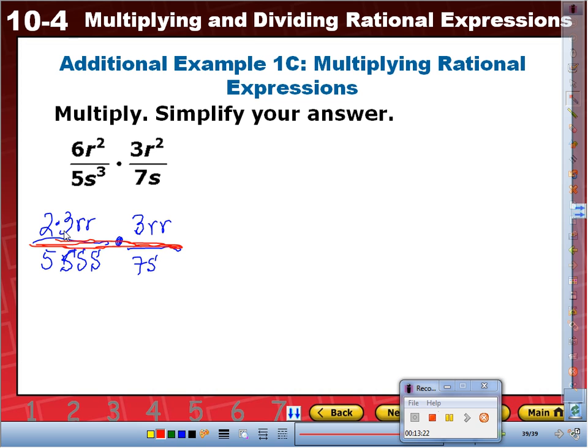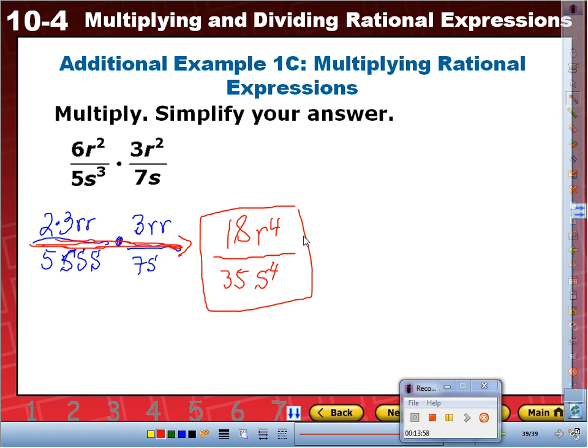So let's see. What is 2 times 3 times 3? 18. R times R times R times R, that is r to the 4th. Over, let's see, 35 s to the 4th. And we're done.